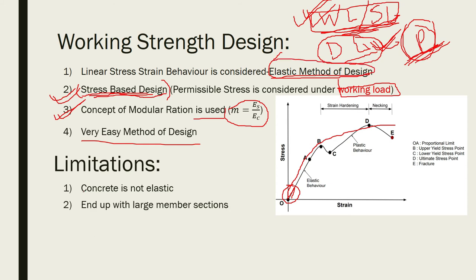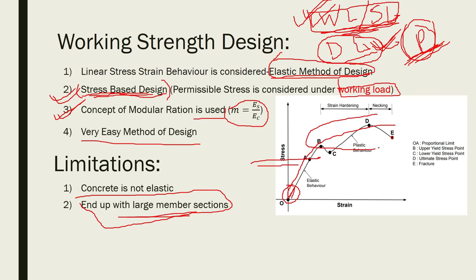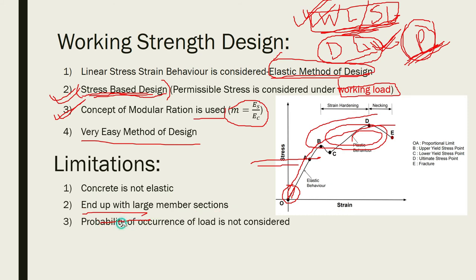Then, due to the consideration of elastic behavior, we end up with large member sections because we are considering only up to the elastic range. But the member has a remaining strength which we are not exploring, so we end up with very large member sections. Then the probability of occurrence of load is not considered. Probability based design is not done, and long term effects like creep and shrinkage are not considered in the working stress method.